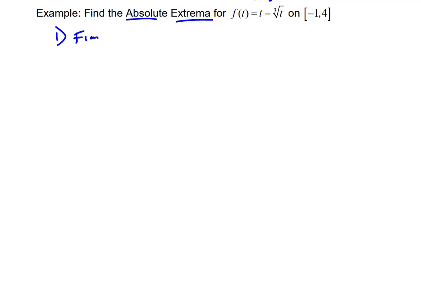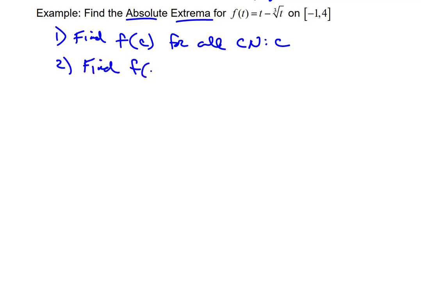First of all, find f of c for all critical numbers, defined as these c values. So we want to find the critical numbers of this function and evaluate it at them. But then secondly, we want to find f of -1 and f of 4, those coming directly from the boundaries of this closed interval. So this is in keeping with the method we defined above in our notes. It nicely simplifies the process to just a couple steps.